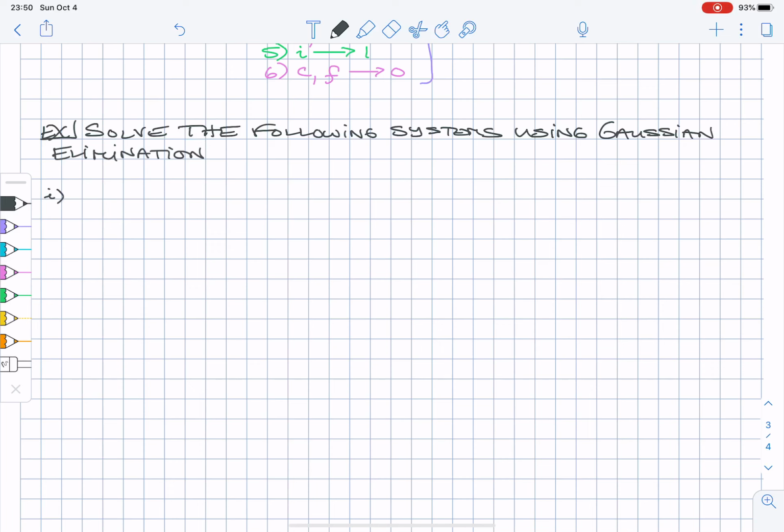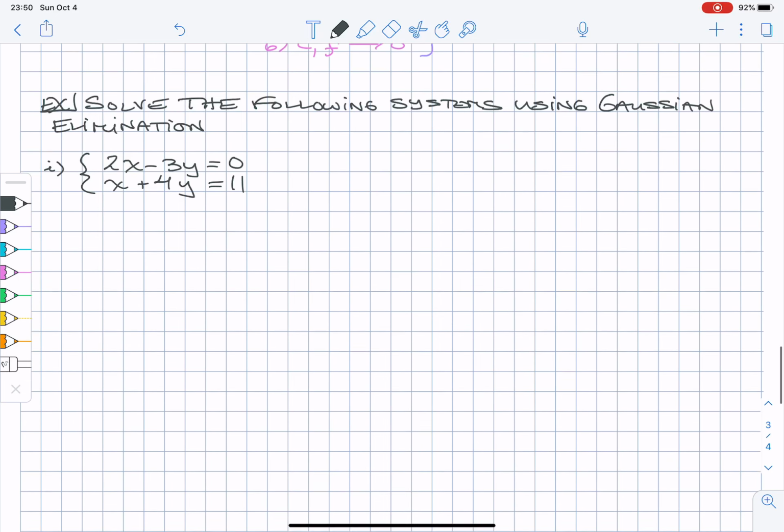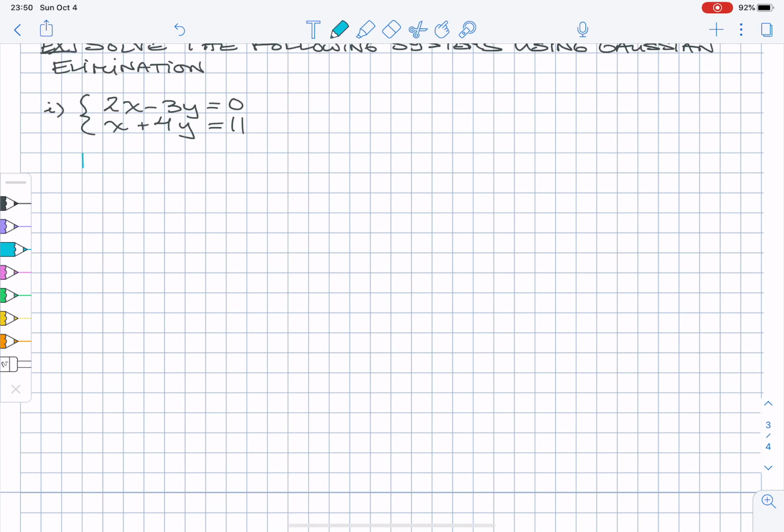Okay, so number 1, let's say we have 2x minus 3y is equal to 0, and x plus 4y is equal to 11. Okay, so once again we start with our augmented matrix. Coefficients of x are 2 and 1. Coefficients of y are negative 3 and 4. Then augment for the equal sign. Constant coefficients are 0 and 11.